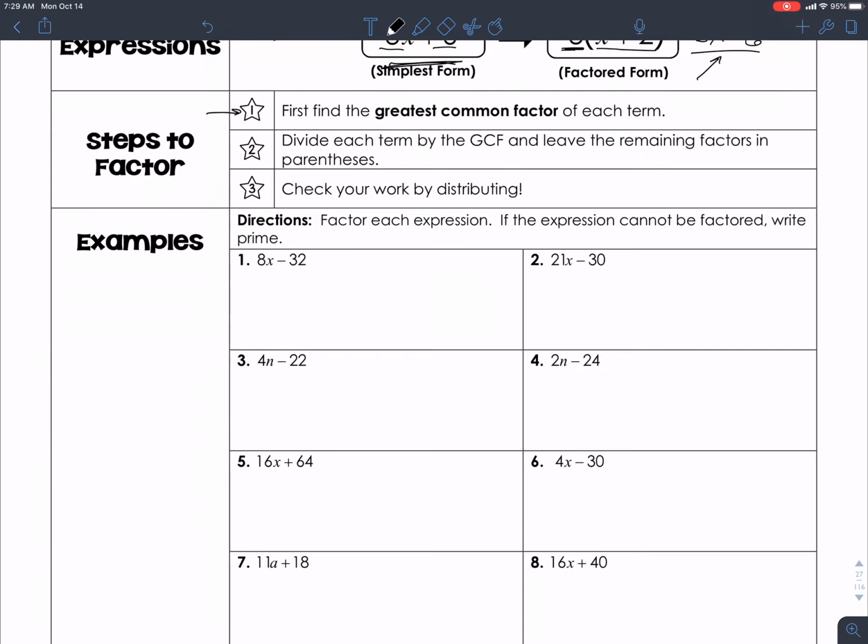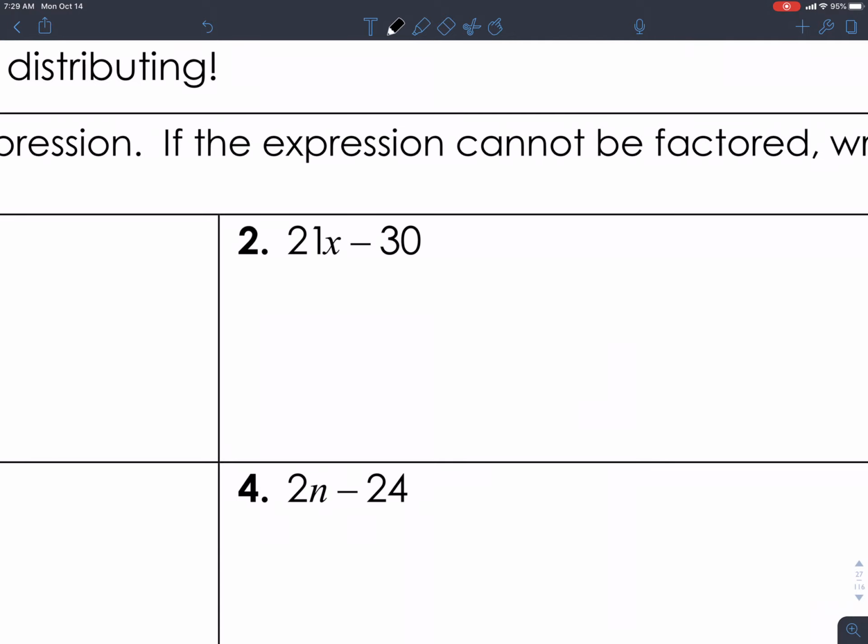So on number 2, I look at 21x minus 30, and that is a positive 21x. If you want, you can put the plus sign there to remind yourself. You don't have to. But then I look at it, what number goes into 21 and 30 evenly? What can I divide them both by? What's the biggest number I can divide both of them by? Well, if I look at 21, there's only a few numbers I know that go into 21. There's 1 times 21 is 21. There's 3 times 7. So there's the 4 numbers that 21 can be divided by.